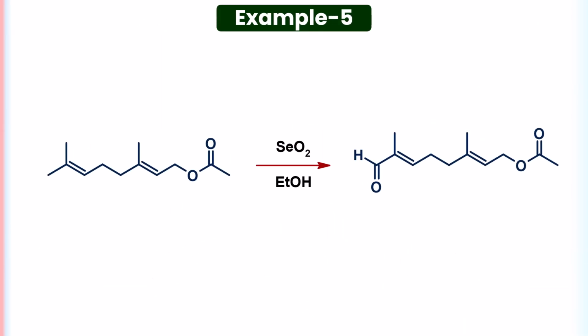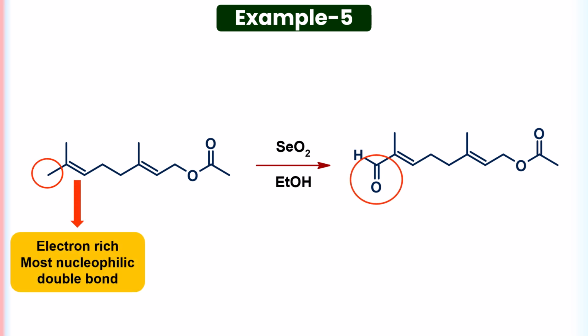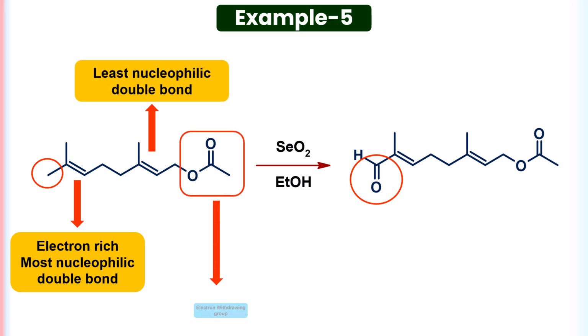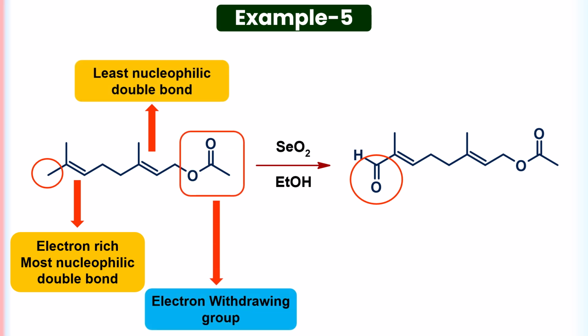The allylic oxidation occurs preferentially at the more nucleophilic, electron-rich double bond. In the given example shown on the screen, the allylic position adjacent to the electron-rich double bond is oxidized. The allylic positions of the double bond nearer the electron withdrawing acetyl group are not oxidized.